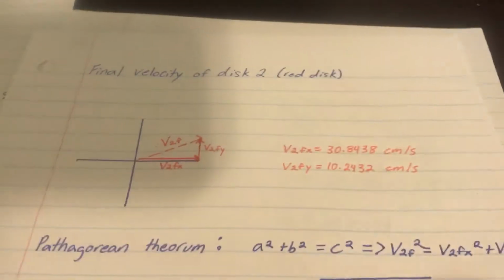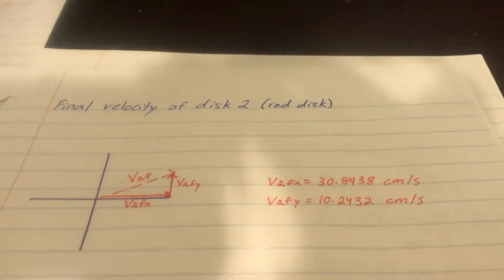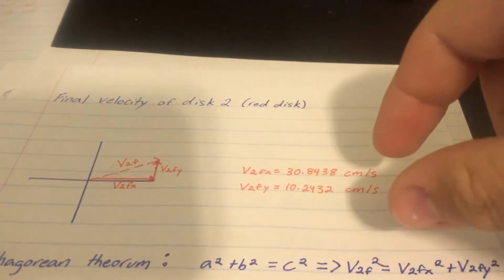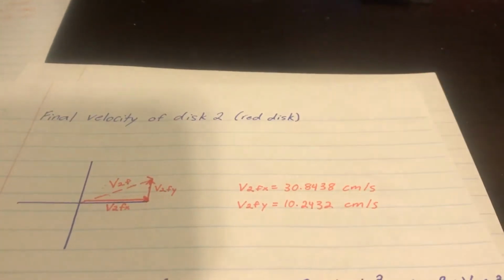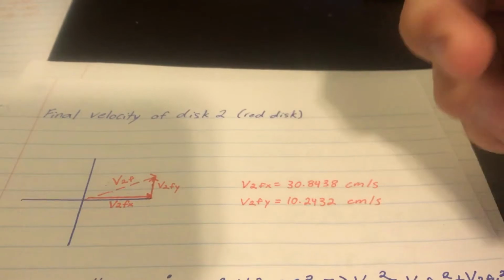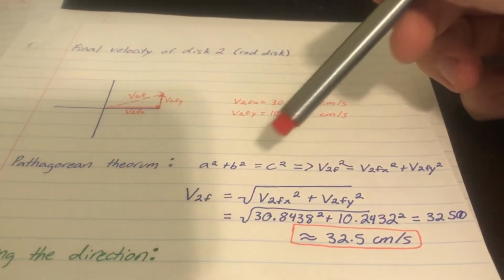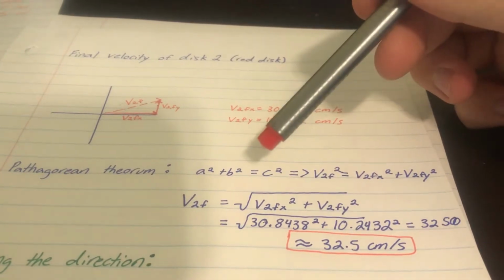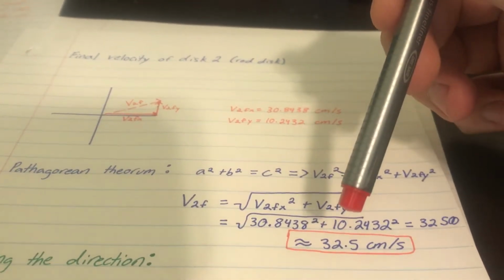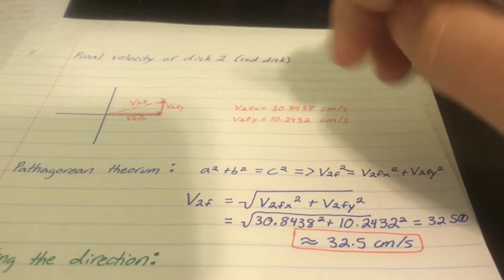Now we're going to find the final velocity of disc 2, which is the red disc. So these are the two velocities I just found, and then I just drew this diagram to do the Pythagorean theorem, and I substituted the A, B, and C for the velocities, and I got 32.5 centimeters per second.